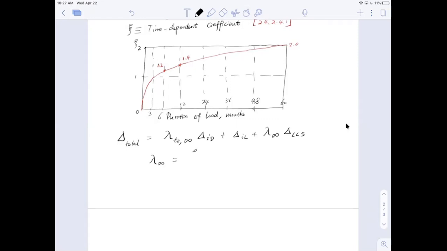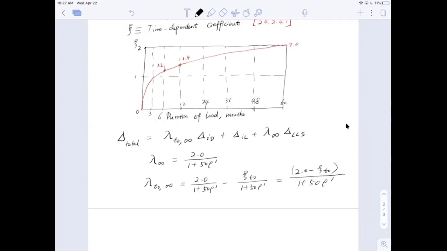All right, and specifically lambda infinity equals this parameter. And then lambda from a time t0 to infinity equals, oh, sorry, this is not 2 anymore, this is 2.0. It equals 2.0 minus this number here at time t0, divided by 1 plus 50 rho prime. Okay.